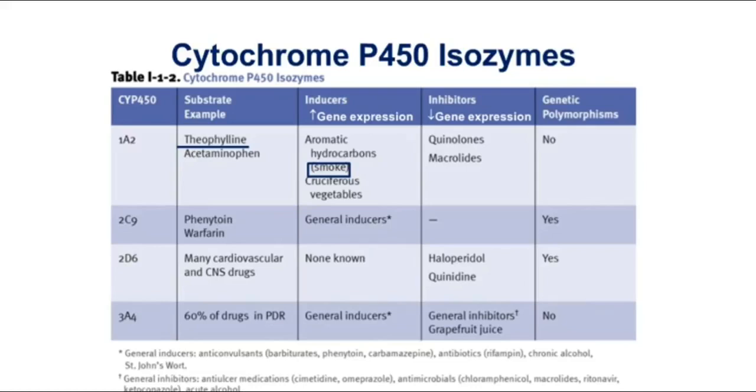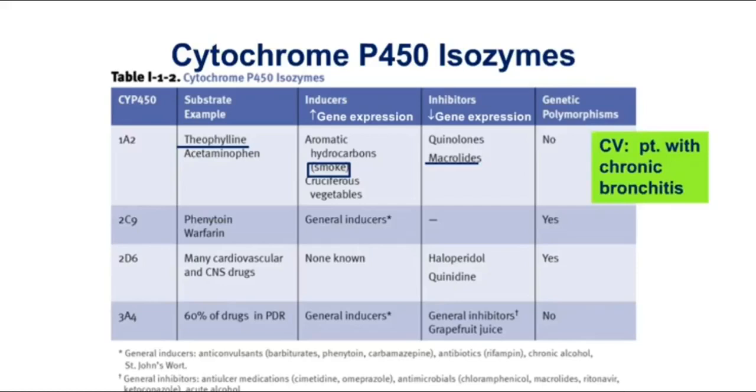Here's an example of an inhibitor. If I'm on a macrolide, and I'm taking the drug theophylline. Now, who's a patient that might be taking these two drugs at the same time? Perhaps a patient with chronic bronchitis. If you think about strategies for chronic bronchitis, bronchodilators are very popular. And while theophylline is not one of our most popular bronchodilators anymore, it does make for a good test question.